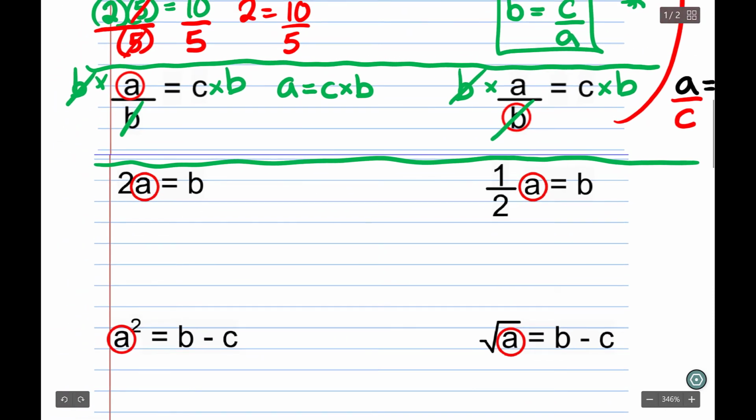Here I've actually included a number, the number 2. So all I need to do to move the 2 over to the other side is division, because the opposite of multiplying, 2 times A, is divide. So I'm going to divide this by 2, and I'm going to divide that by 2. That will cancel this out, and so A is equal to B over 2.